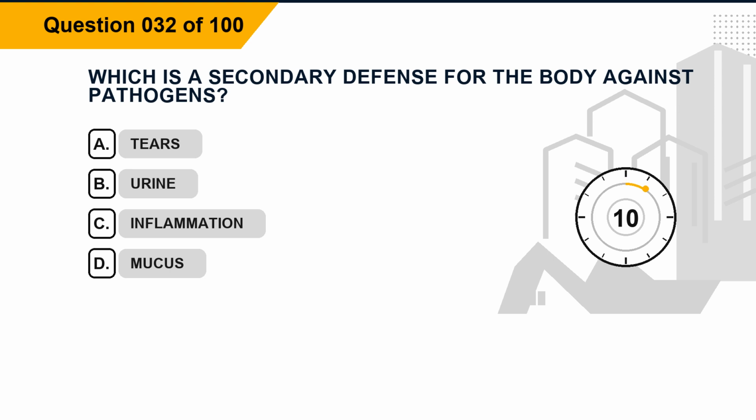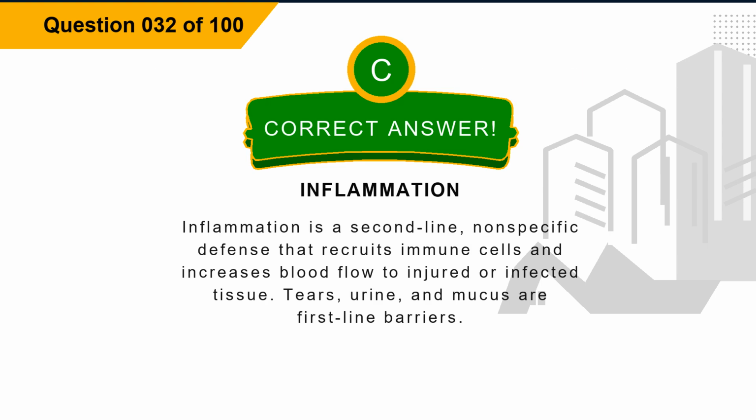Question 32. Which is a secondary defense for the body against pathogens? Option A, tears. Option B, urine. Option C, inflammation. Option D, mucus. The correct answer is option C, inflammation.